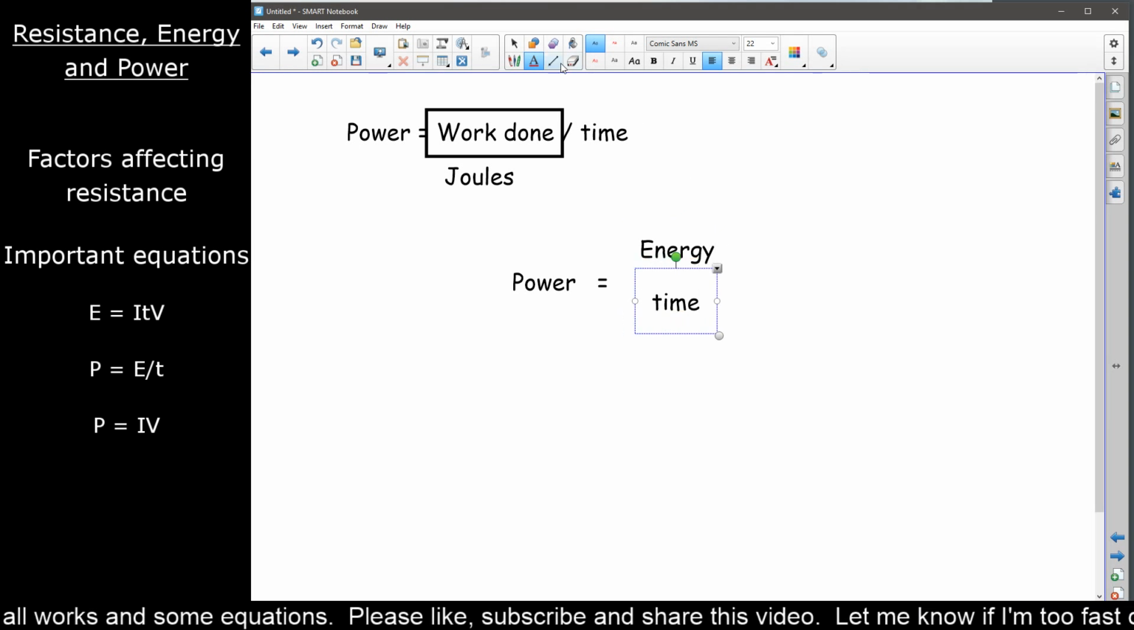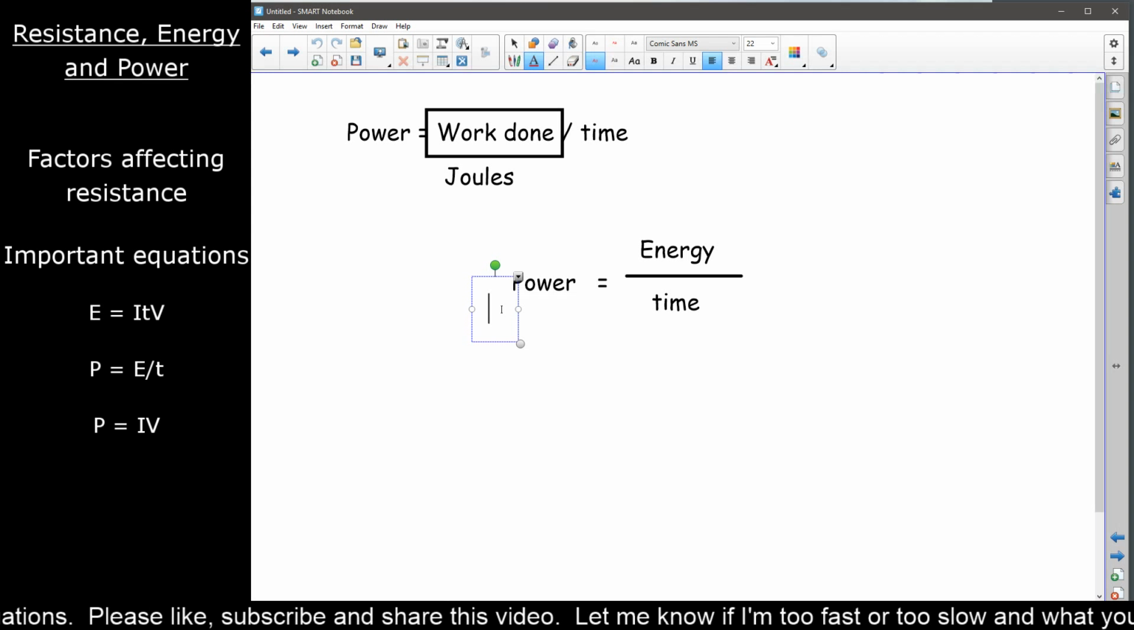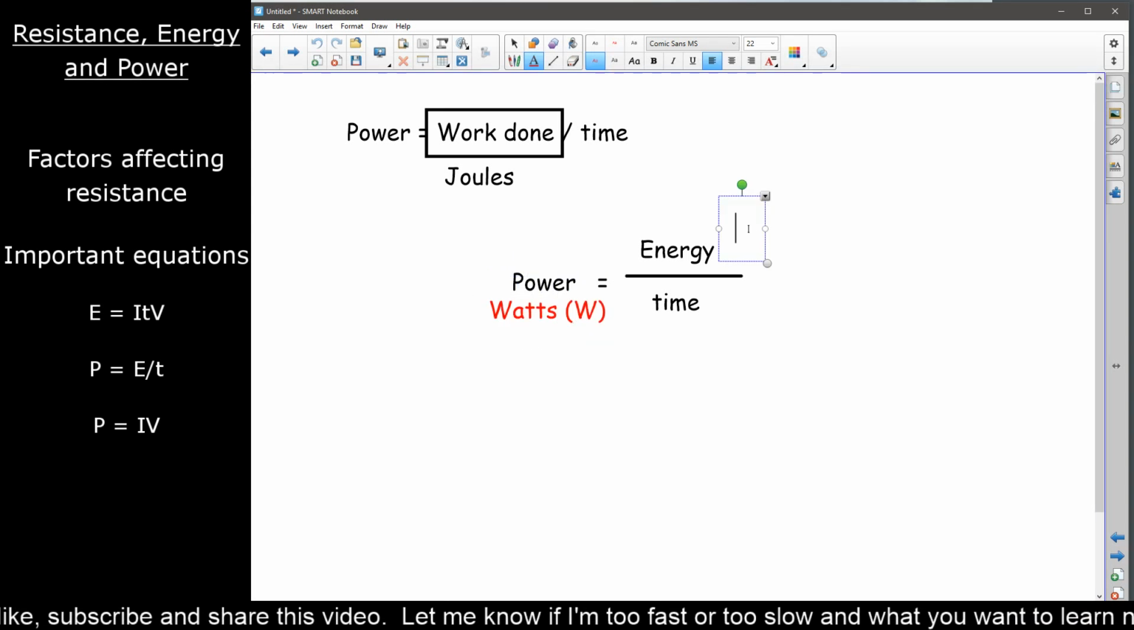Right? Now it doesn't matter what branch of physics you happen to be working in, this is true. Okay, your power is measured in watts. That's W. Your energy should be measured in joules.